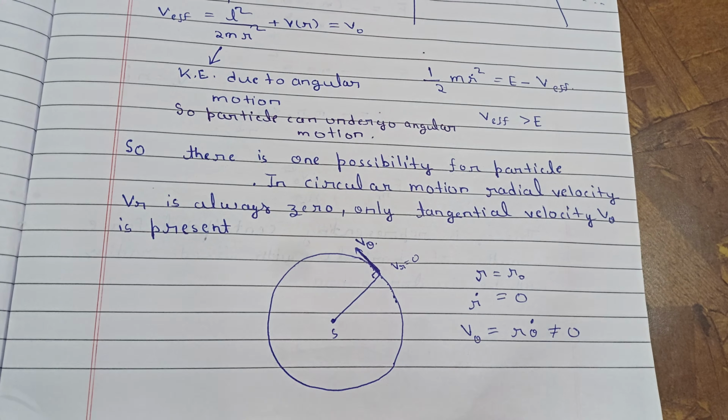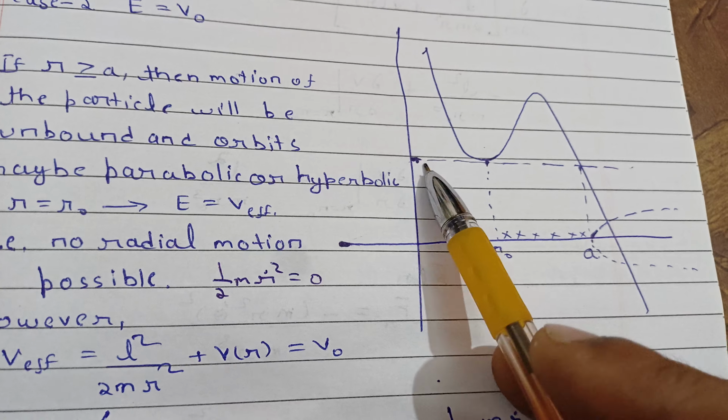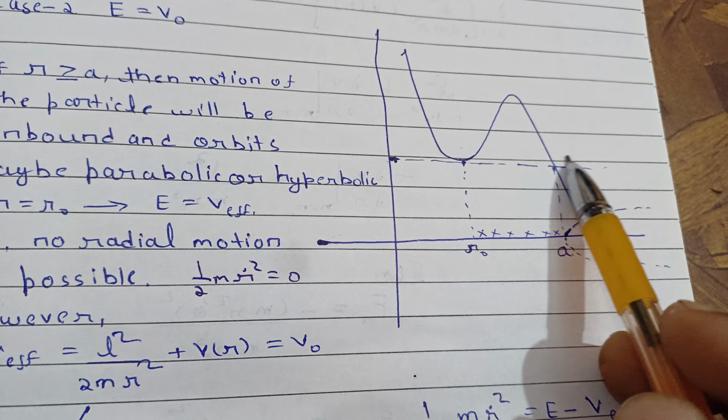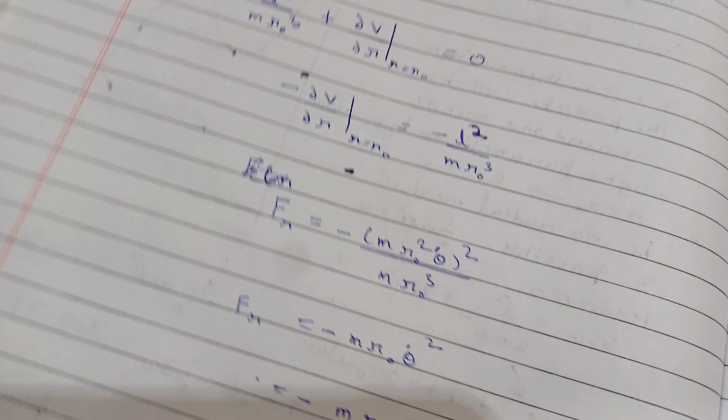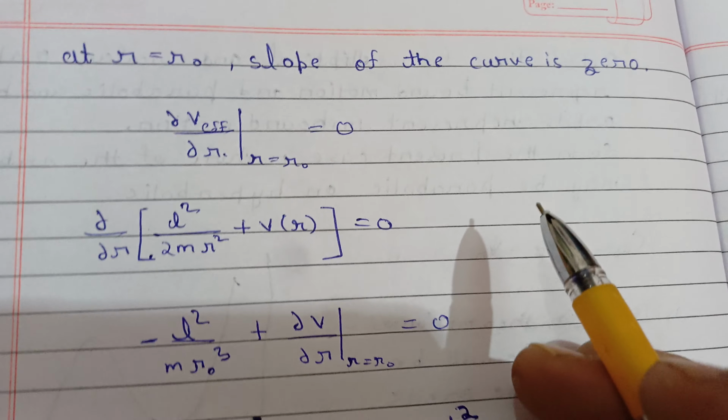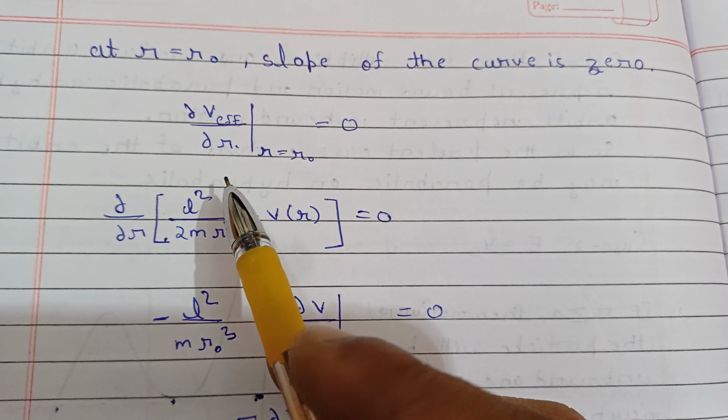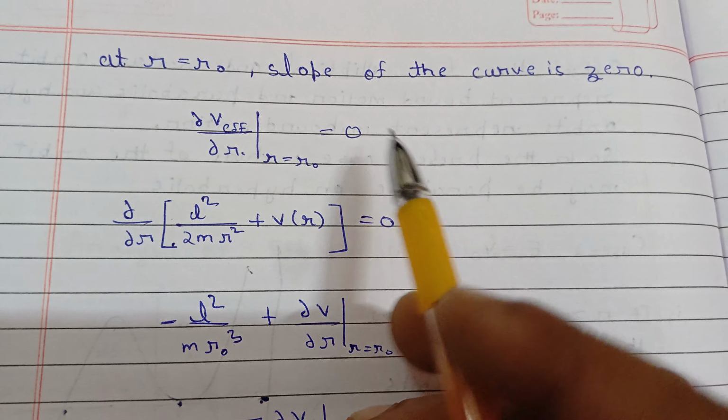So there is one more way by which we can prove that this motion will be circular. Let's see. At this point del V effective divided by del r will be 0, because the slope is 0 for this line. Definitely, from this graph you can see that the slope will be 0. So at r equal to r naught, del V effective divided by del r is equal to 0.